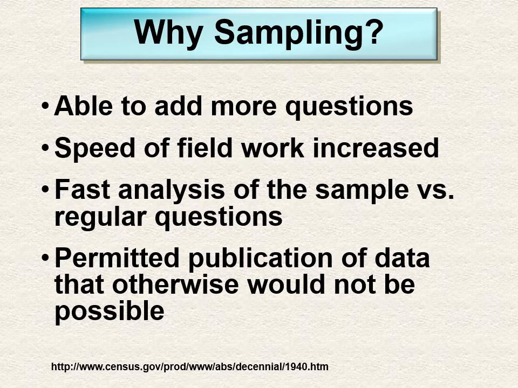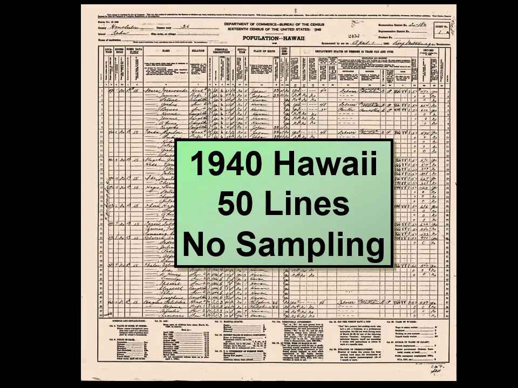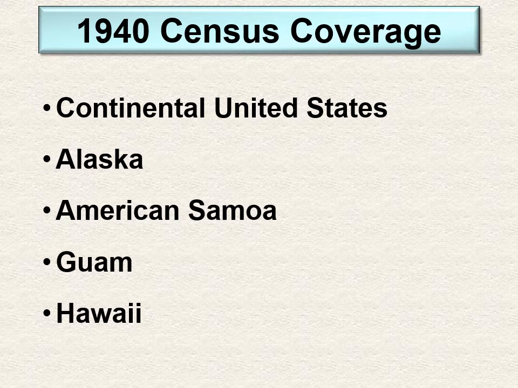So why did they sample? It was the ability to add more questions. It speeded up the field work. They could analyze the sample questions much faster than the regular questions, and they could publish the information much quicker. Interesting that Hawaii in 1940 had the old form, 50 lines, no sampling. So the coverage was, as you can see, the continental U.S. and its territories.